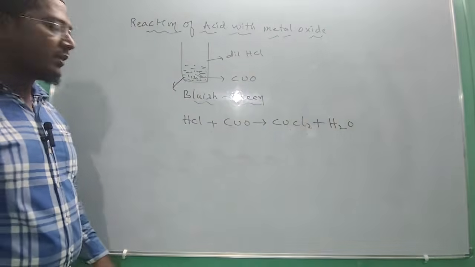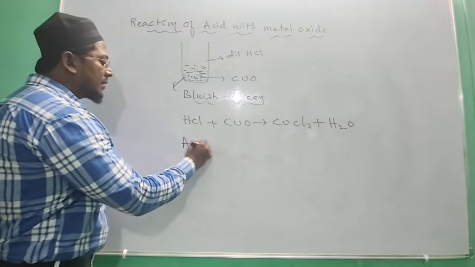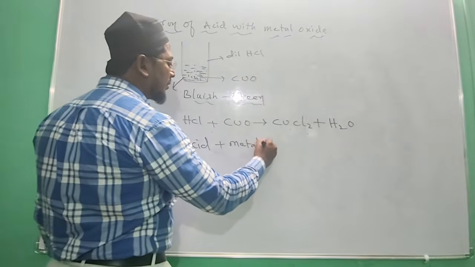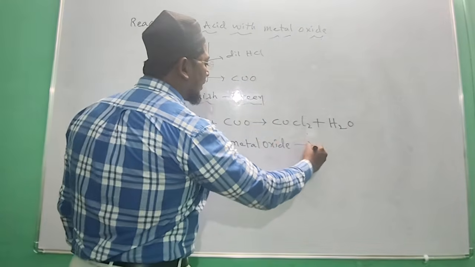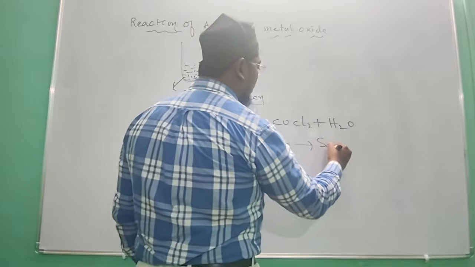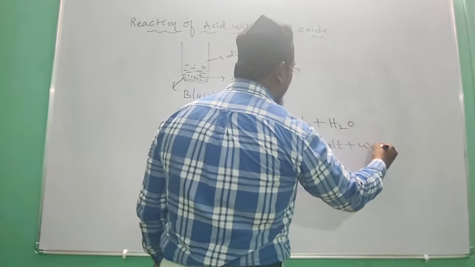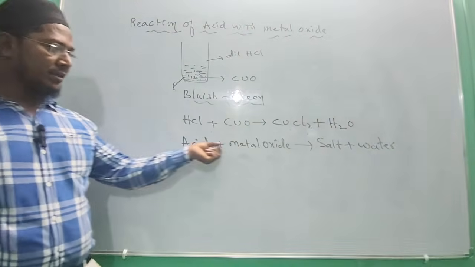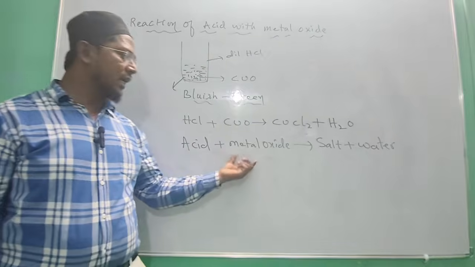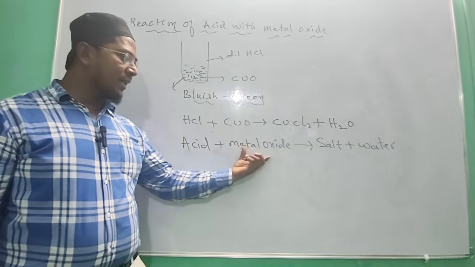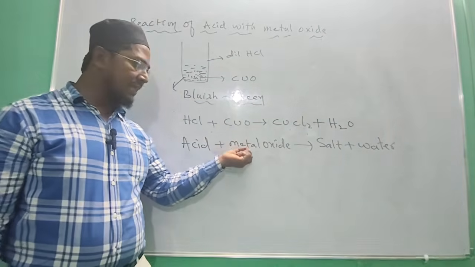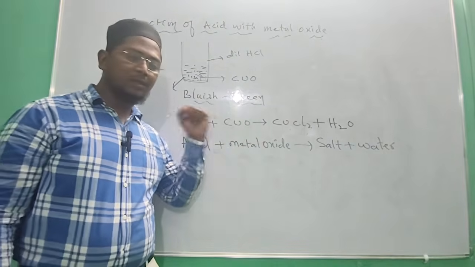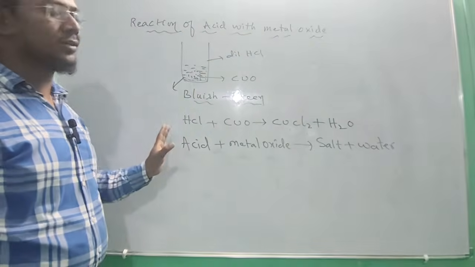In other words, we say acid plus metal oxide gives CuCl2, salt, plus water. So understood, students? Acid plus metal oxide gives salt and water. You have to remember all the metal oxides are basic in nature. This is the activity we have to understand.